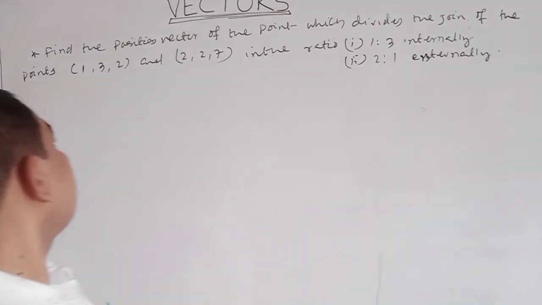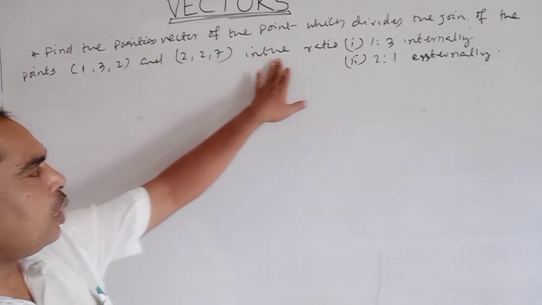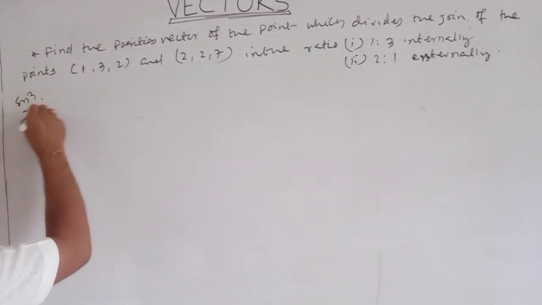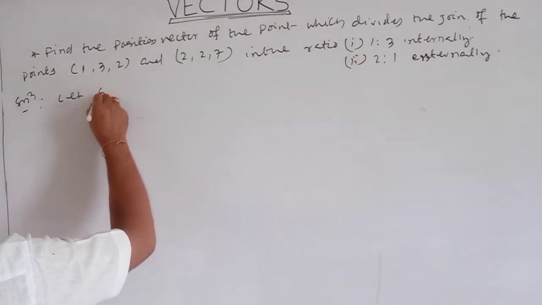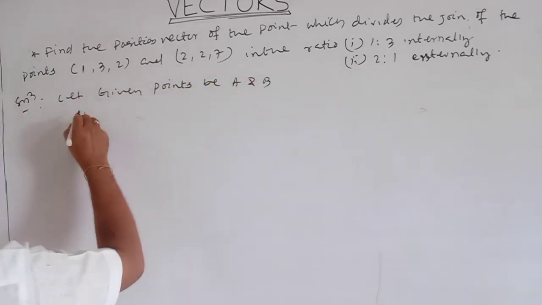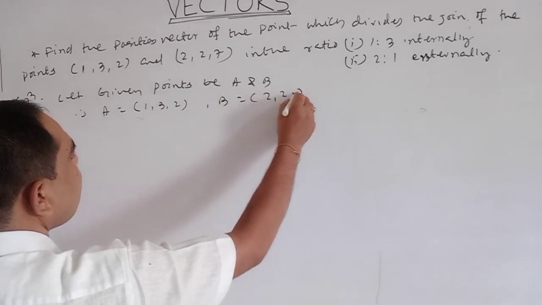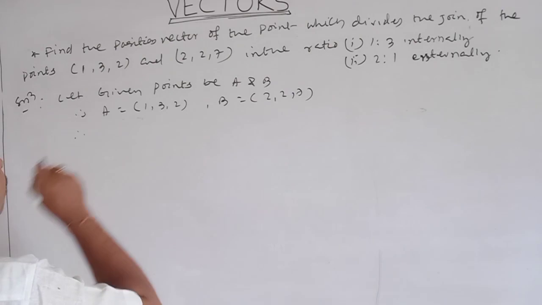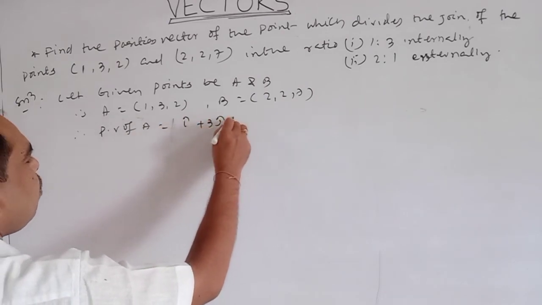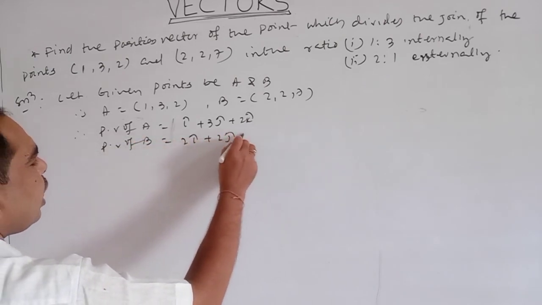One question is there. Find the position vector of the point which divides the join of the points 1, 3, 2 and 2, 2, 7 in the ratio 1:3 internally, and another one is 2:1 externally. The solution: let the given points be A and B. That is, A means 1, 3, 2 and B means 2, 2, 7. So PV of A is equal to i cap plus 3j cap plus 2k cap. PV of B is equal to 2i cap plus 2j cap plus 7k cap.